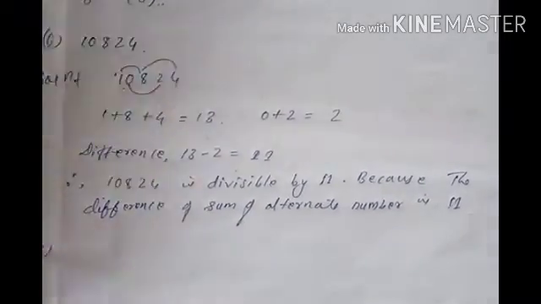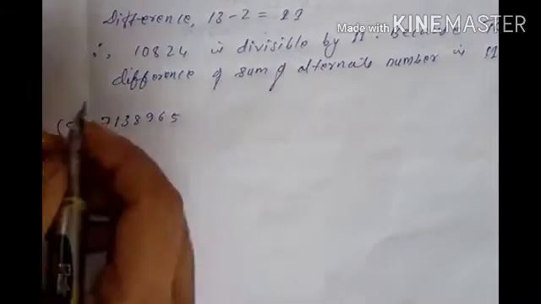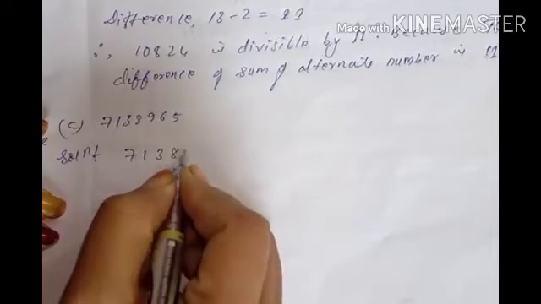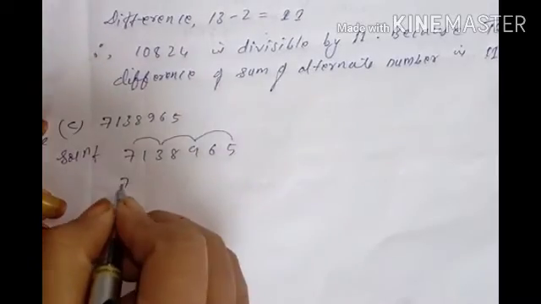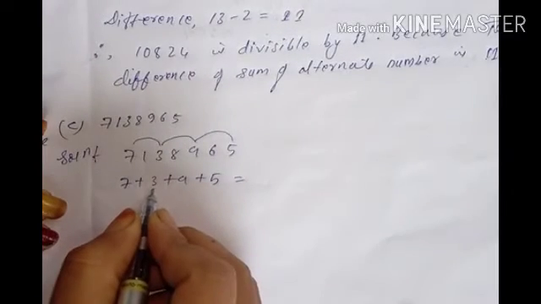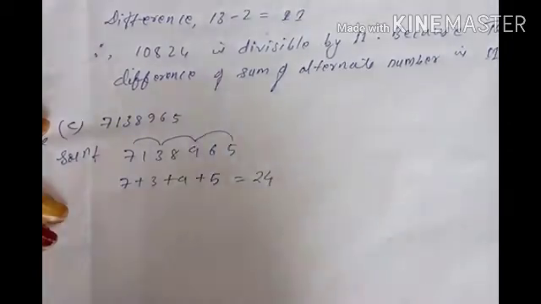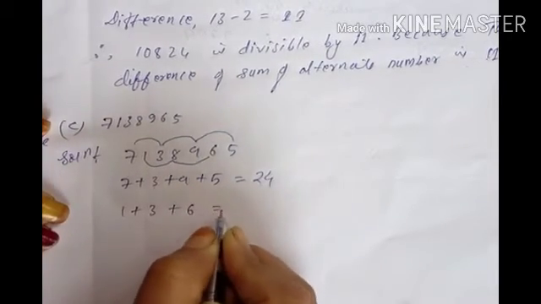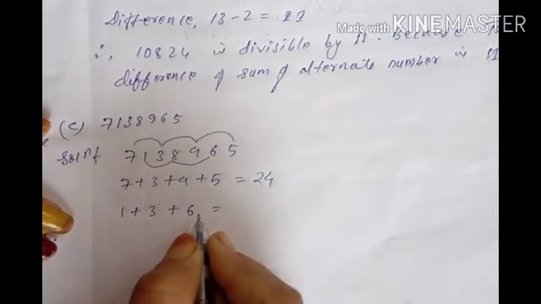Question number C. So question C is 7 1 3 8 9 6 5. This is the question. Now you have to check the divisibility by 11. So you have to add the alternate digits, isn't it? Sum of the alternate digits 7, 3, 9 and 5. So 7 plus 3 plus 9 plus 5. Now 7 plus 3 is 10. 10 plus 9 is 19. 19 plus 5, you will get 24. Now next alternate digits 1, 3 and 6, isn't it? 1 plus 3 plus 6, how much do you get? 1 plus 3 is 4. 4 plus 6, how much?